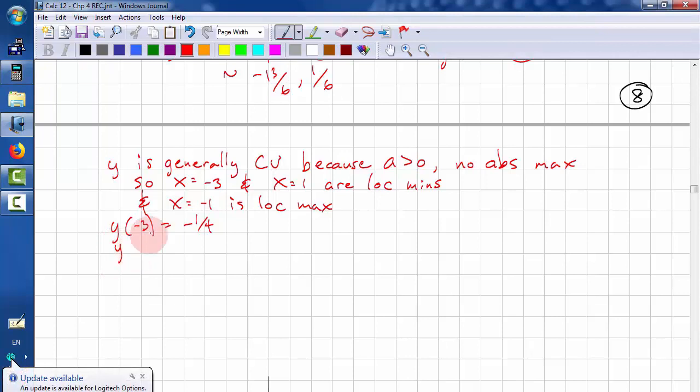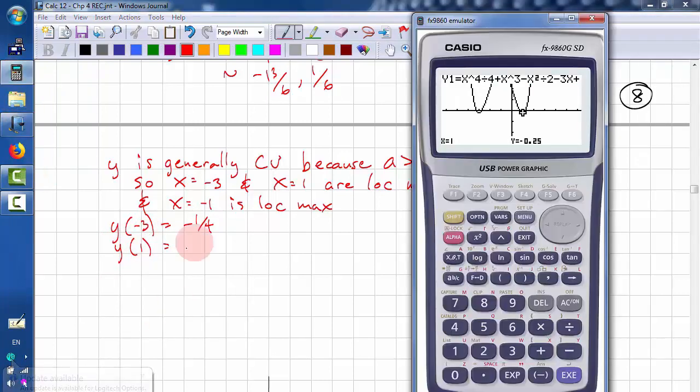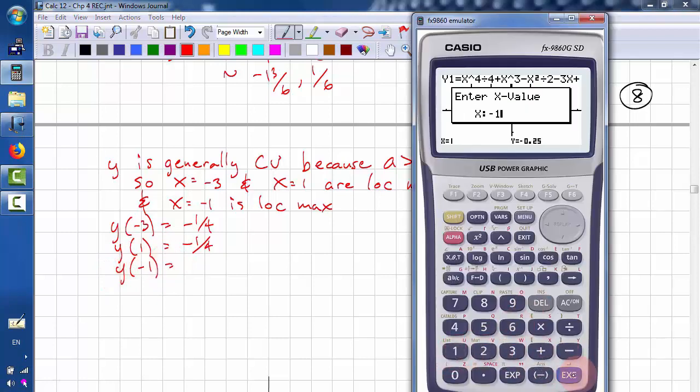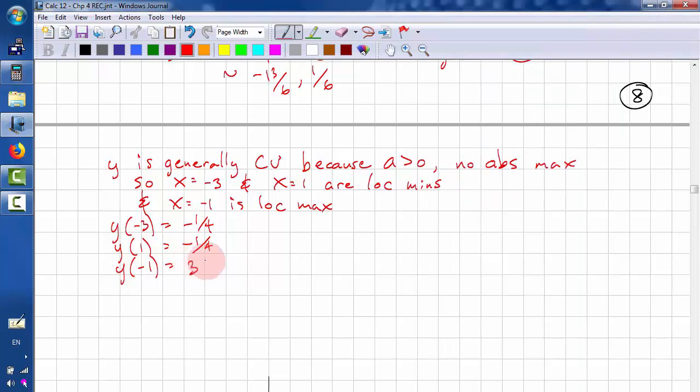y of 1 equals negative 1/4. y of negative 1, 3 3/4. Or you can say 12 plus 3 is 15 over 4. We now know that these are our absolute min, and this is still just a local max.